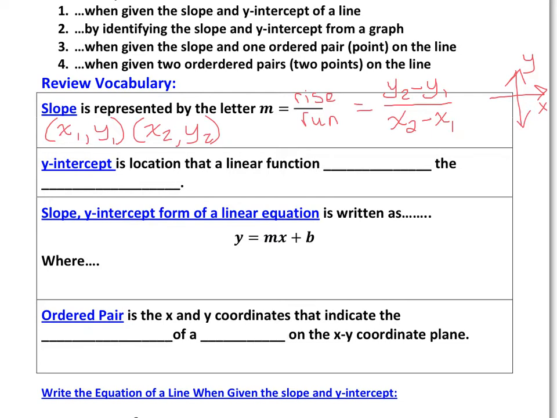Okay, what is the y-intercept? Well, the y-intercept is where, again, a line crosses that y-axis, that point location. So it is where a linear function crosses, or intersects, I'm going to say crosses, the y-axis. And the slope y-intercept form of a linear equation is y equals mx plus b.